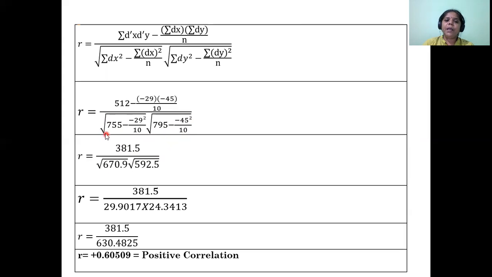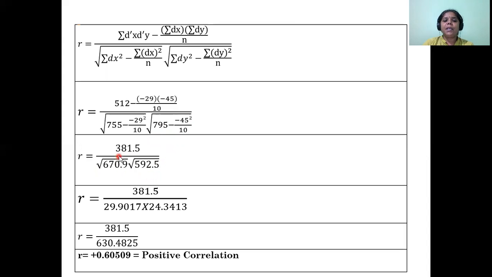That is equal to 381.5 divided by root of 755 minus 29 into 29 divided by 10. Subtract from 755 and you will get 670.9. Keep the root on it as it is. Now do 45 into 45 divided by 10, and subtract that value from 795, and you will get 592.5. Keep the root on it as it is.